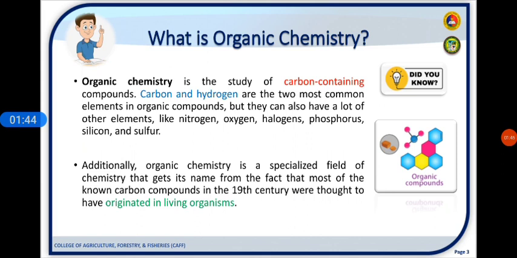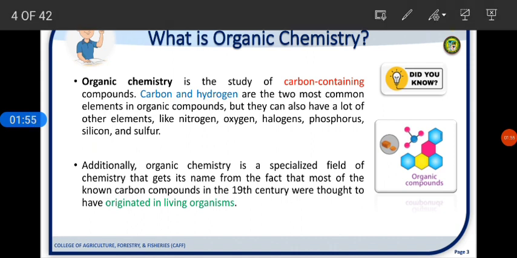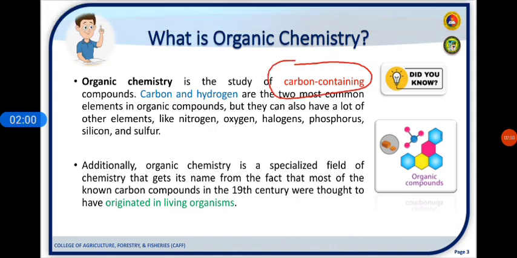First and foremost, what is organic chemistry? Organic chemistry is the study of carbon-containing compounds. Okay? Don't forget that. It is the study of carbon-containing compounds. Carbon and hydrogen are the two most common elements in organic compounds, but they can also have a lot of other elements like nitrogen, oxygen, halogens, phosphorus, silicon, and sulfur.